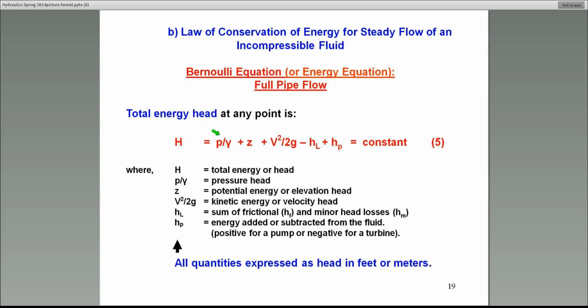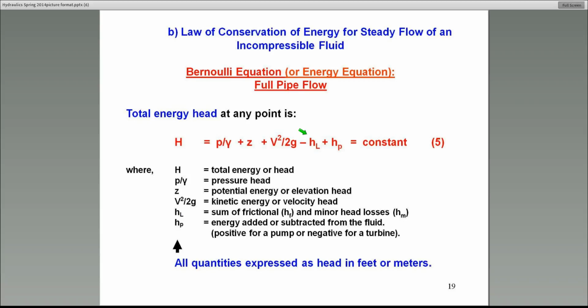The first term is called P over gamma. We often refer to it as pressure head. Now notice the word I'm using, head, and I'll explain in a minute what that means. The second term is a potential energy term, or basically the energy the fluid possesses by virtue of its elevation above a datum. And then of course V squared over 2g is what we call the kinetic energy or velocity head. So basically the first 2 terms represent potential energy and pressure energy together. And finally, the third term represents the kinetic energy term.